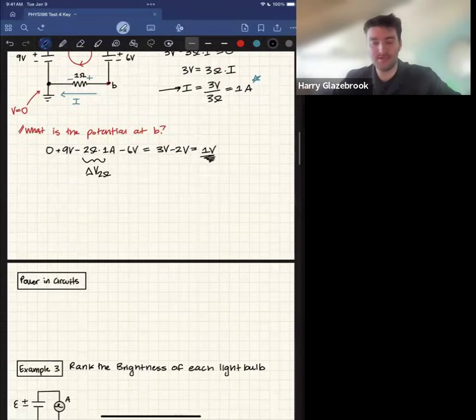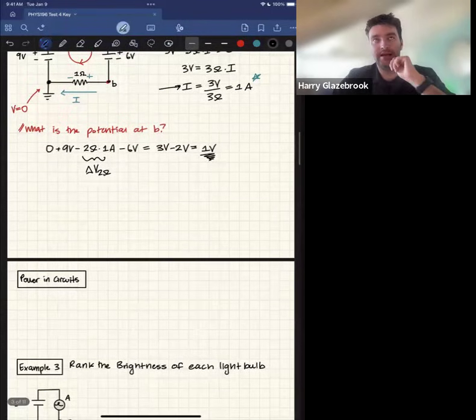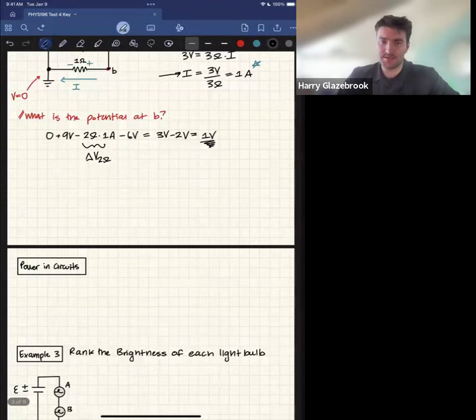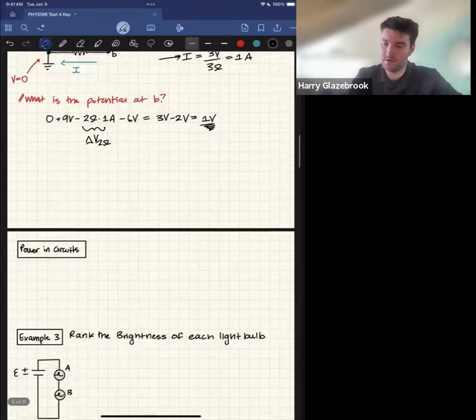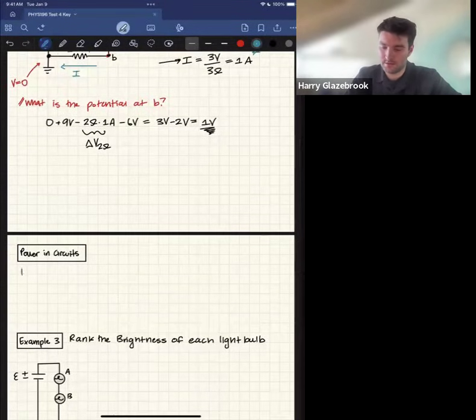Next is going to be power in circuits. So this is sort of at the tail end of chapter 28. So all it says is we're going to have a power supplied by the battery.